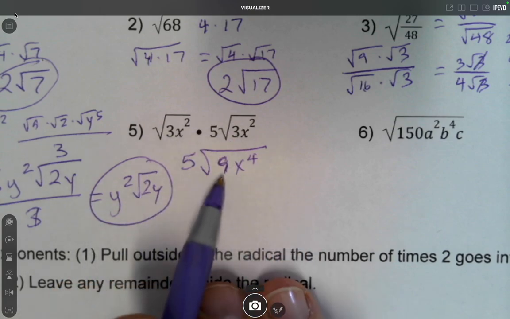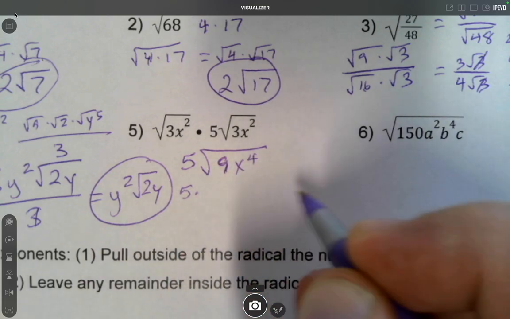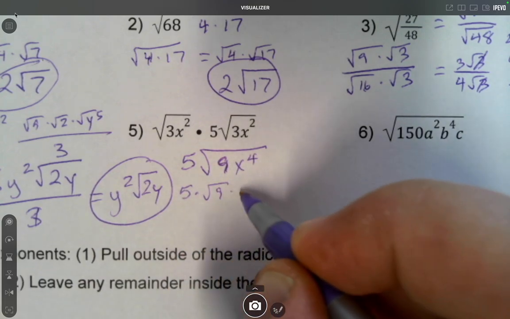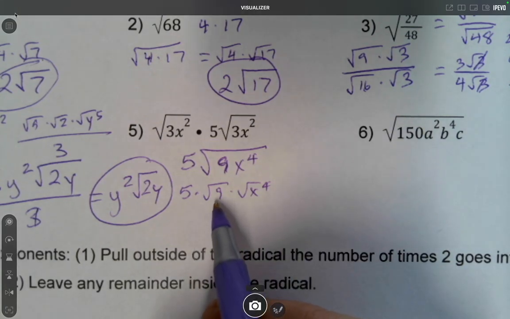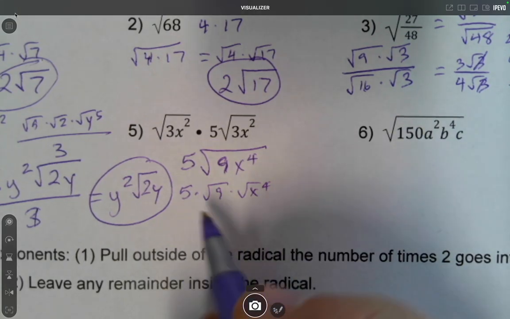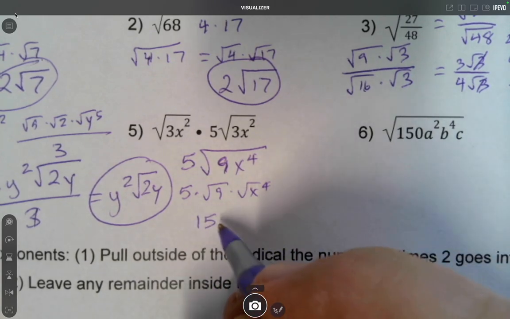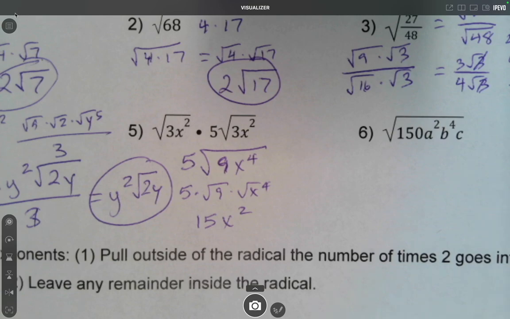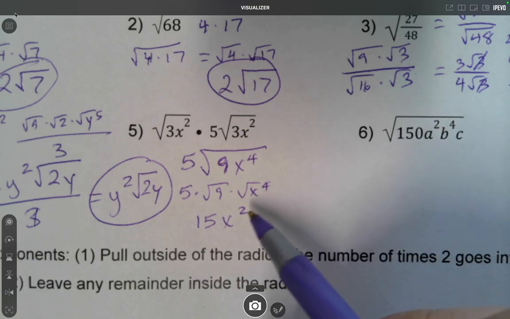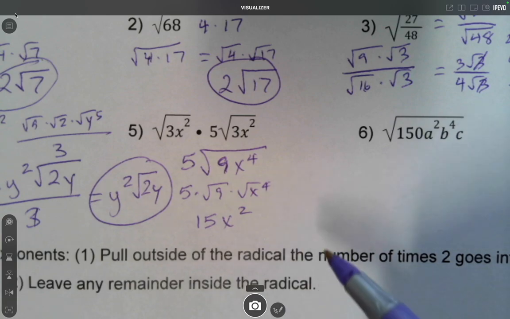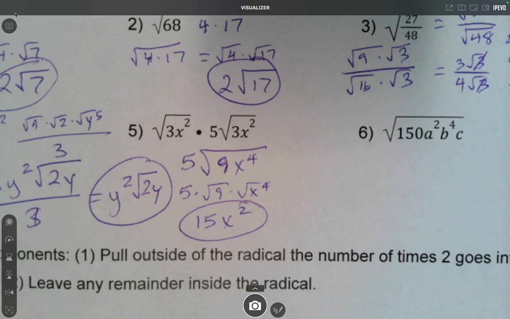3 times 3 is 9, and that is a perfect square. So I have 5 times the square root of 9 times the square root of x to the 4th. The square root of 9 is 3. 3 times 5 is 15. 2 goes into 4 2 times, and there's none left over, no remainder, so we don't need a radical anymore, because 2 goes into 4 2 times. So we end up with 15x squared.